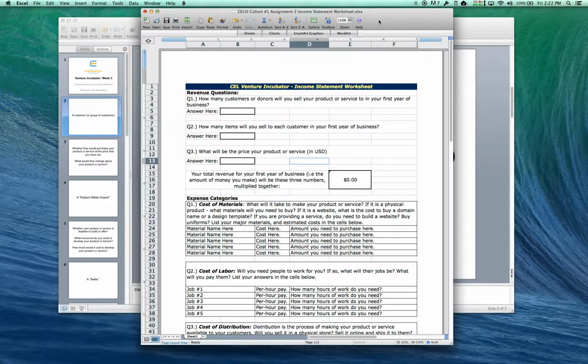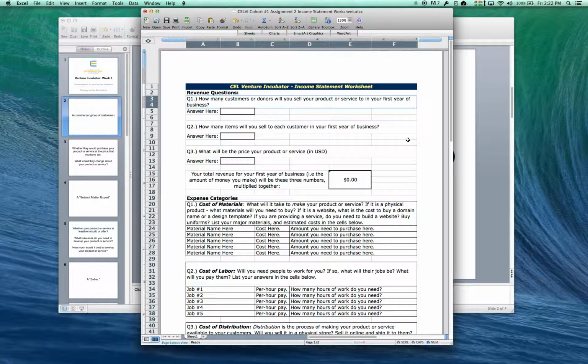So, what you see here is the new income statement worksheet. And you can see that instead of just having boxes for the ways you're going to make revenue and the expenses that you're going to have, we've come up with some more specific questions. For revenue, and as a reminder, revenue is how you make money, you're going to build it up from here, question 1. How many customers or donors will you sell your product or service to in your first year of business?